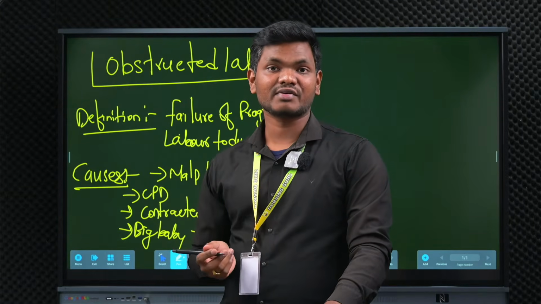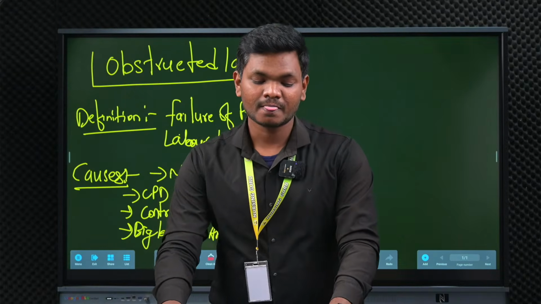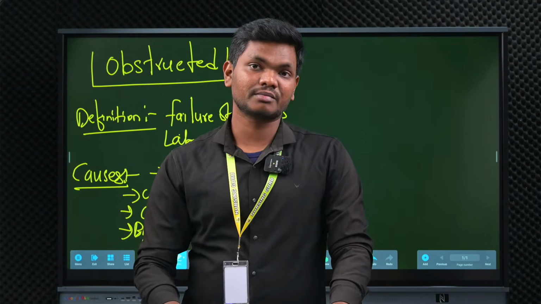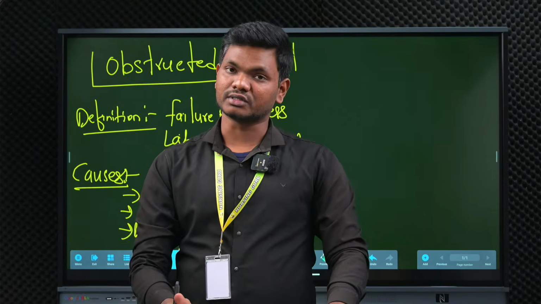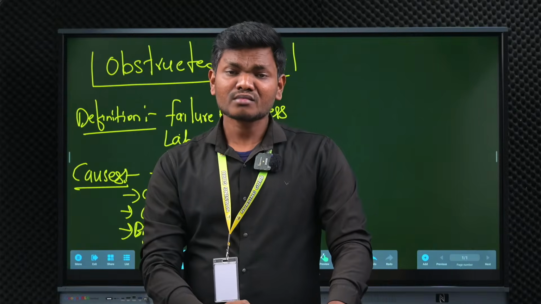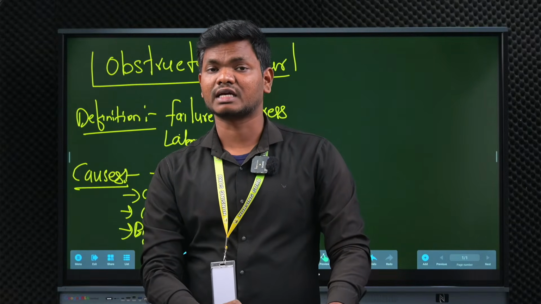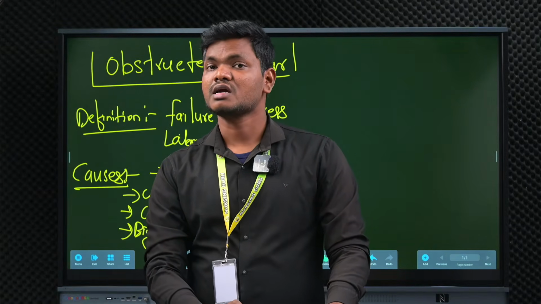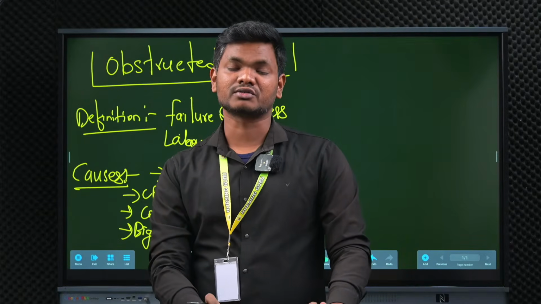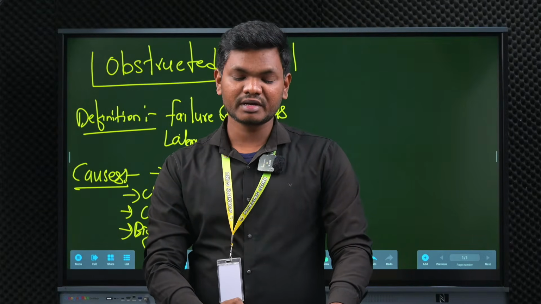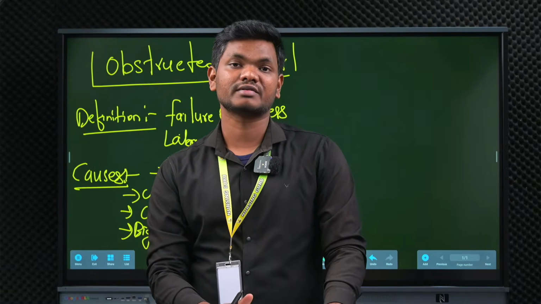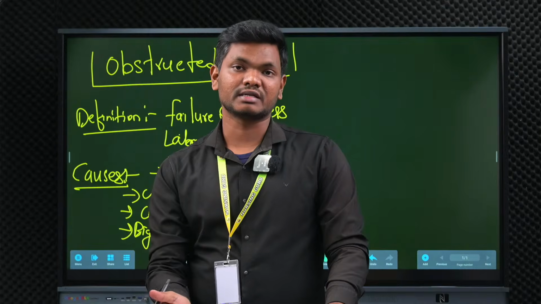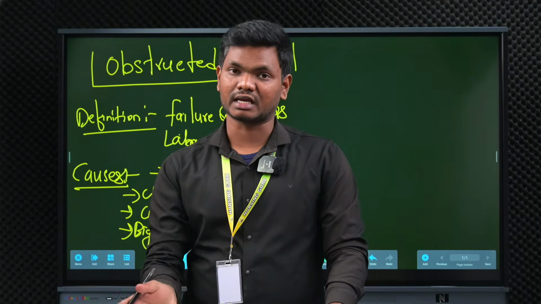What are the risk factors? Extreme age. If the mother is of extreme maternal age, that may lead to obstruction. Poor nutrition, if the mother is not taking proper nutrition during pregnancy, may lead to the condition. And previous obstructed labor. If the mother has already experienced obstructed labor previously, there is a chance of it developing a second time also.